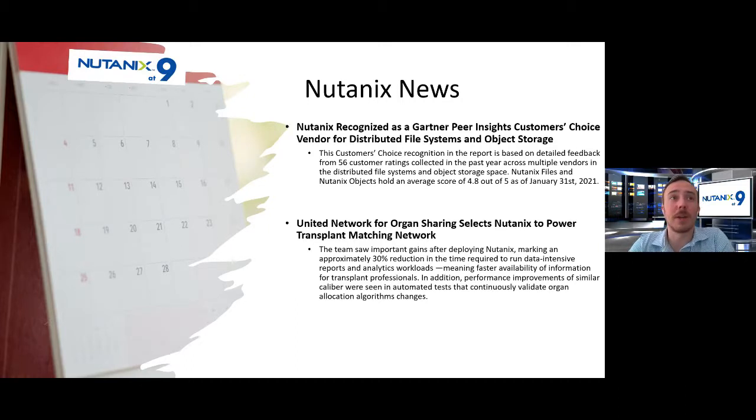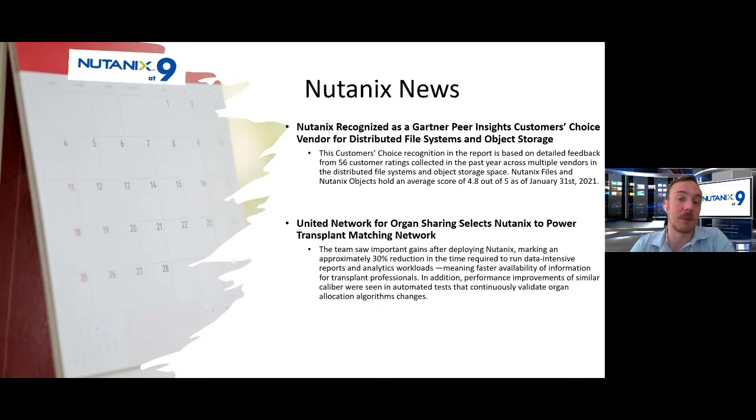And then also an interesting use case that was recently announced in more of a formal capacity, UNOS, or the United Network for Organ Sharing. They're actually based out of Southern Virginia. They recently moved over to Nutanix to help match donor organs to recipients much faster.